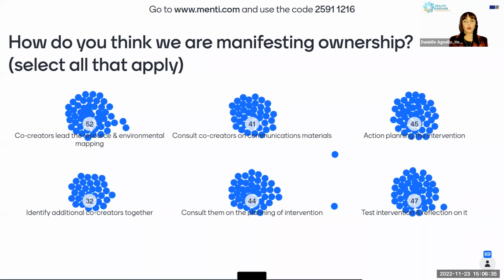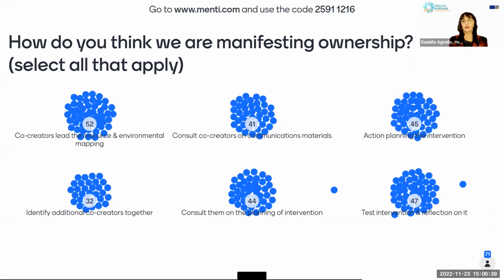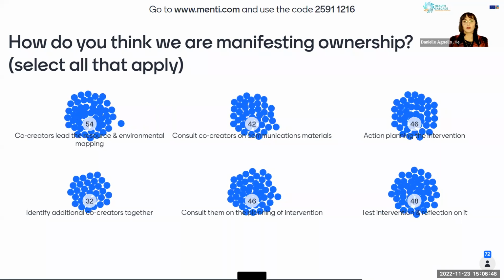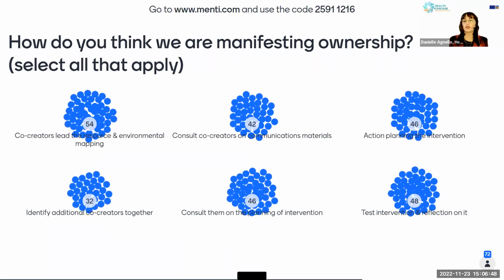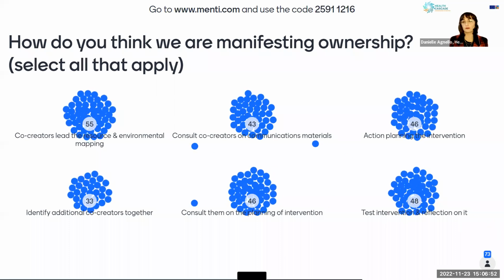Maybe there's also terminology we're not so familiar with, like resource environmental mapping. So we mean the environment within the company and the resources within the company for that one. Planning intervention: the intervention to address the sedentary behavior.